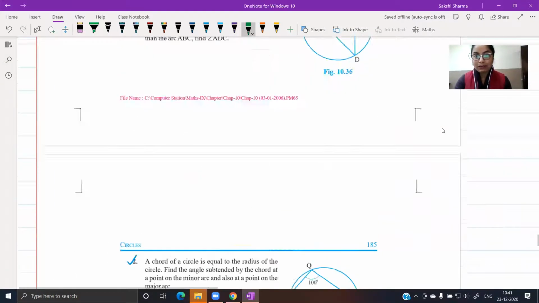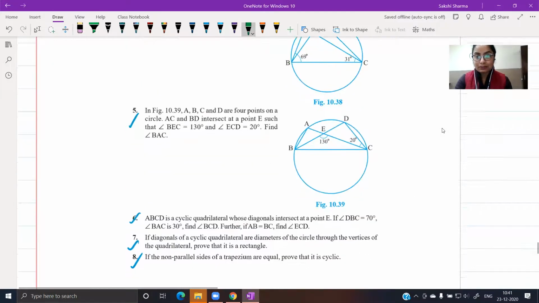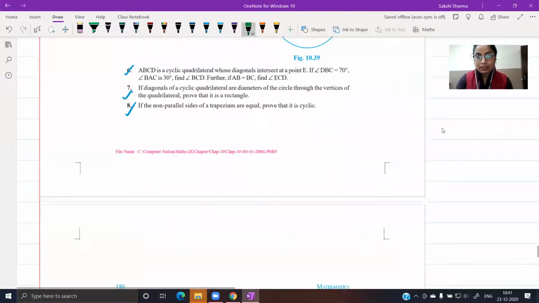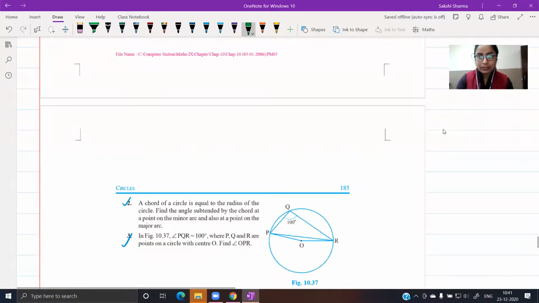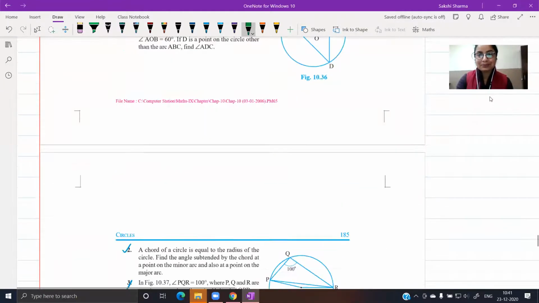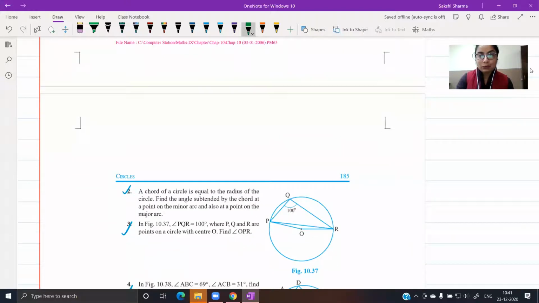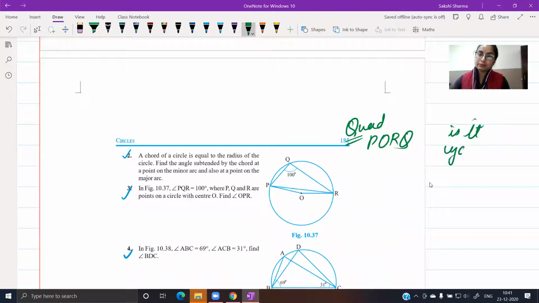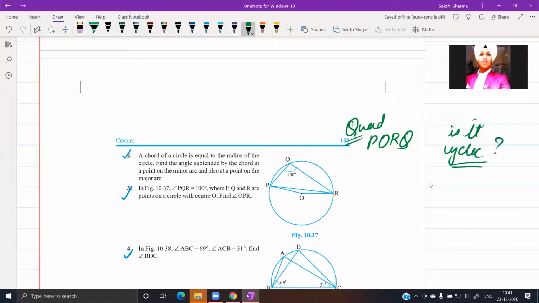Sometimes you have to identify, like let's just consider this particular example or figure here. What do you think about this quadrilateral? Quadrilateral PORQ. Is it a cyclic quadrilateral? No. Because O is not on the circle.